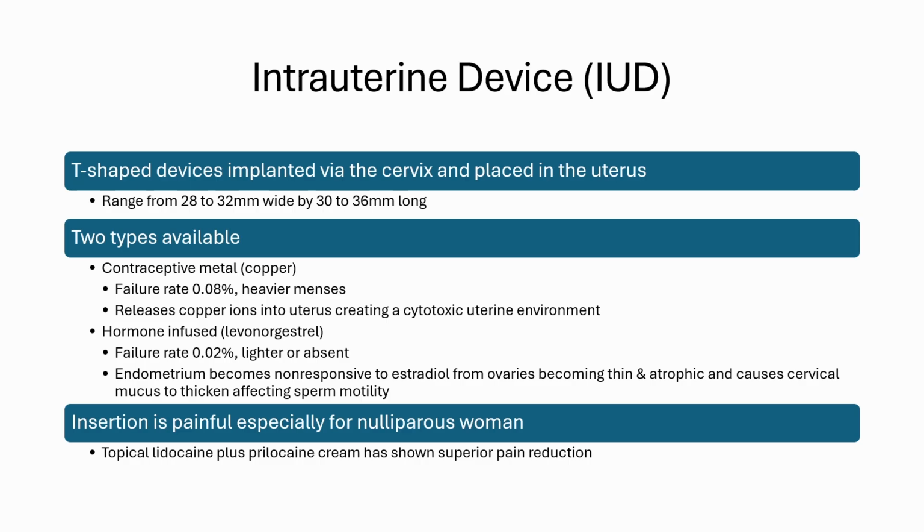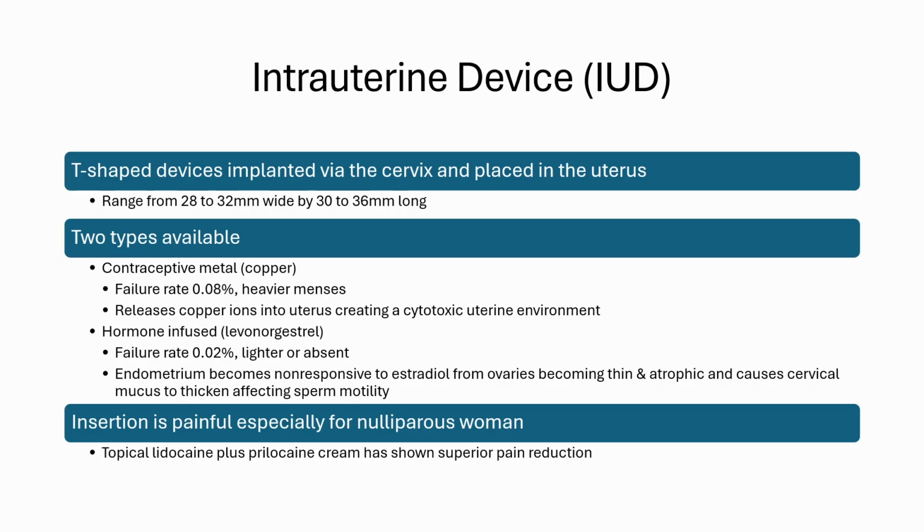Intrauterine devices are T-shaped devices implanted via the cervix and placed into the uterus. They range from 28 to 32 millimeters wide and 30 to 36 millimeters long. There are two types of intrauterine devices available. Contraceptive metal intrauterine devices have a failure rate of about 0.08% and are often associated with a heavier menses. They work by releasing copper ions into the uterus, creating a cytotoxic uterine environment, which is directly toxic to sperm and can also have secondary effects on endometrial implantation.